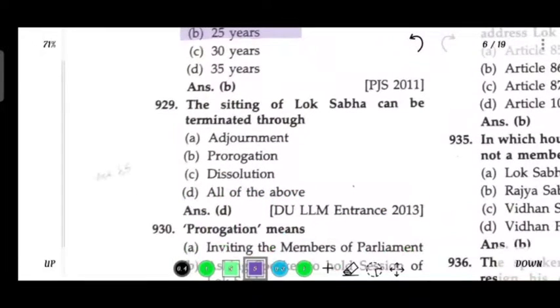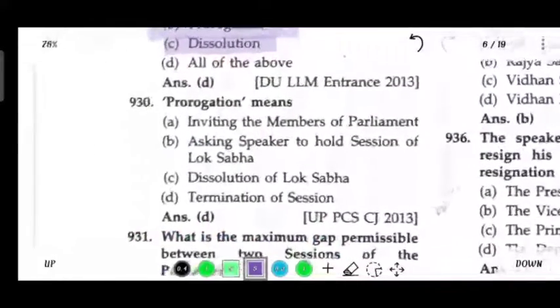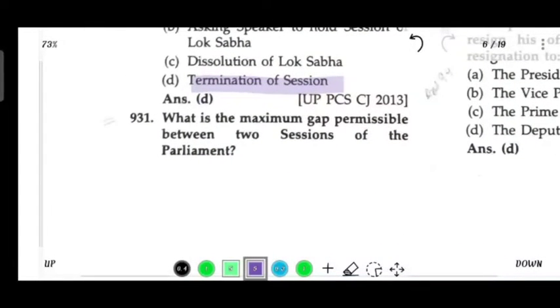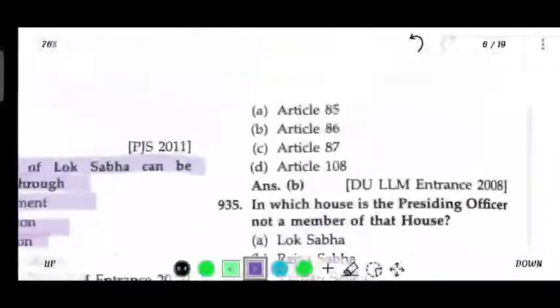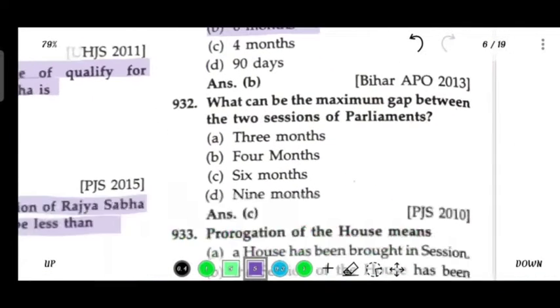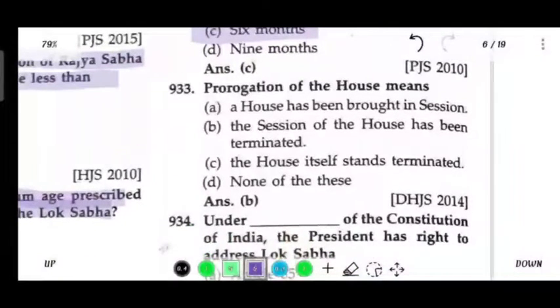What is the minimum age prescribed for a member of Lok Sabha? 25 years. The sitting of the Lok Sabha can be terminated through adjournment, prorogation, dissolution. All. Prorogation means termination of session. What is the maximum gap permissible between two sessions of the Parliament? 6 months. Prorogation of the House means the session of the House has been terminated.